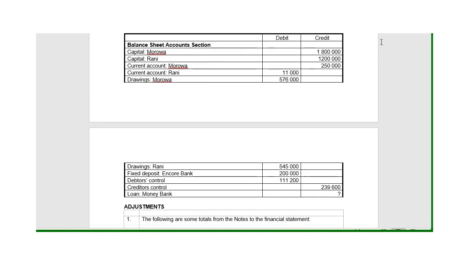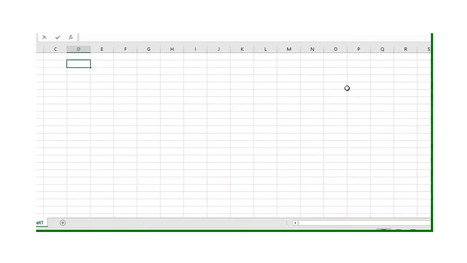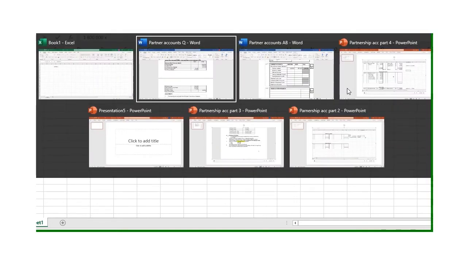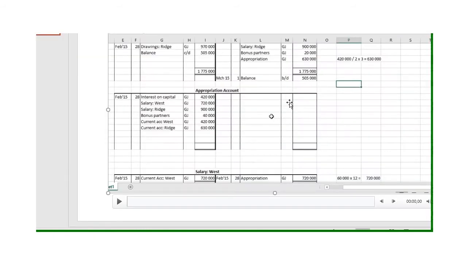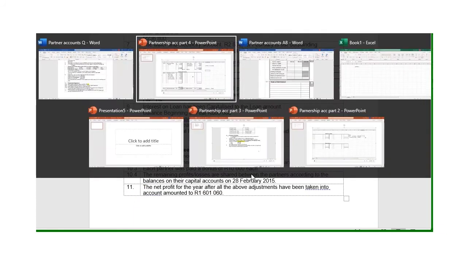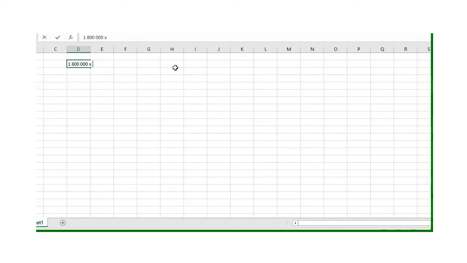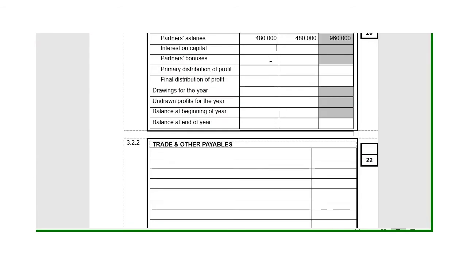So let's see. Morowa's capital is 1.8 million. And on that, we've got to simply work out the interest. So we've just got to multiply it by the percentage interest that they give me. The interest that they give me is 10%. So it's 10% on 1.8 million. And that obviously gives me 180,000. So Morowa's interest is 180,000.